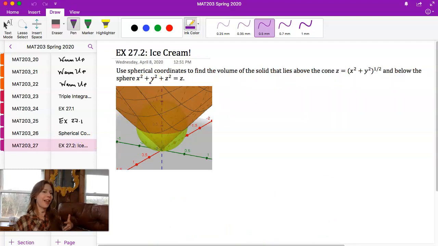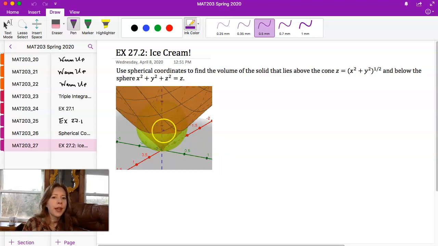All right, so our last exercise, we're going to be looking at ice cream. Yay! So we're going to use spherical coordinates to find the volume of the solid that lies above the cone z equals the square root of x squared plus y squared, and below the sphere, z equals x squared plus y squared plus z squared.